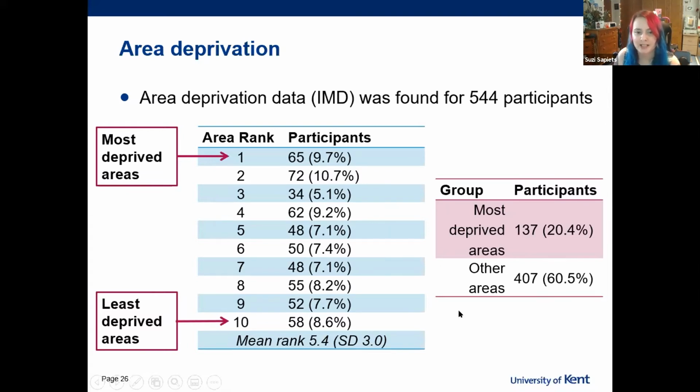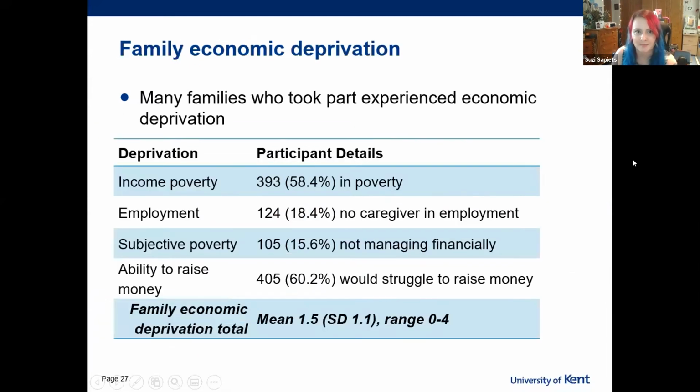This other table here shows the distribution when we split the participants into the most deprived areas. So that was rank 1 and 2. So there was 20% of participants there. And then for the other areas, which was the other less deprived areas, and that was between 3 and 10 decile, there was 60% of participants living in those areas.